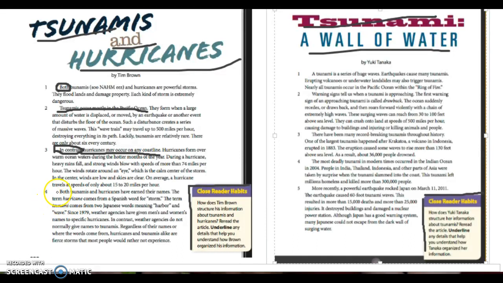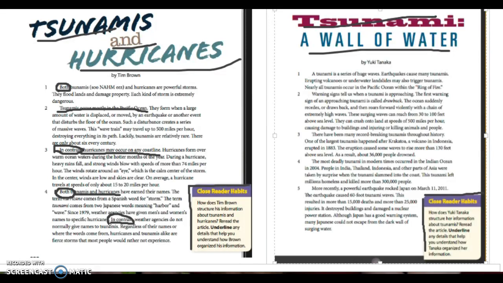Next is paragraph 4. I see the word both again. So that is another similarity that they're about to tell us about tsunamis and hurricanes. Down here, I have the words in contrast. Contrast means unlike. So these are things that are going to differ. All right, let's go to the next one.